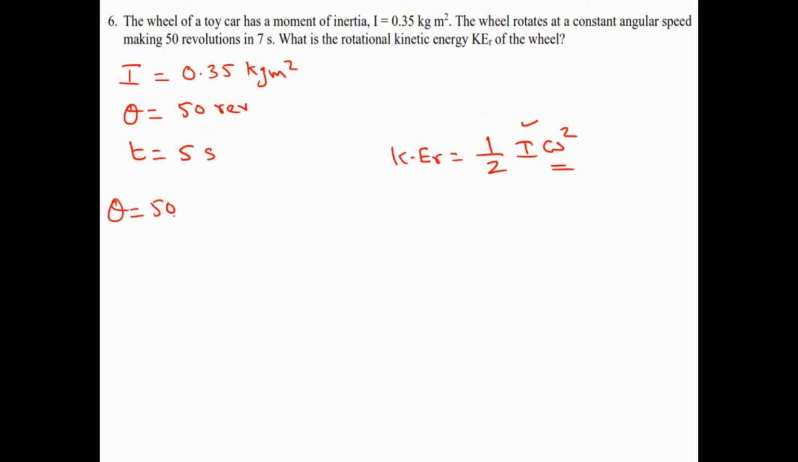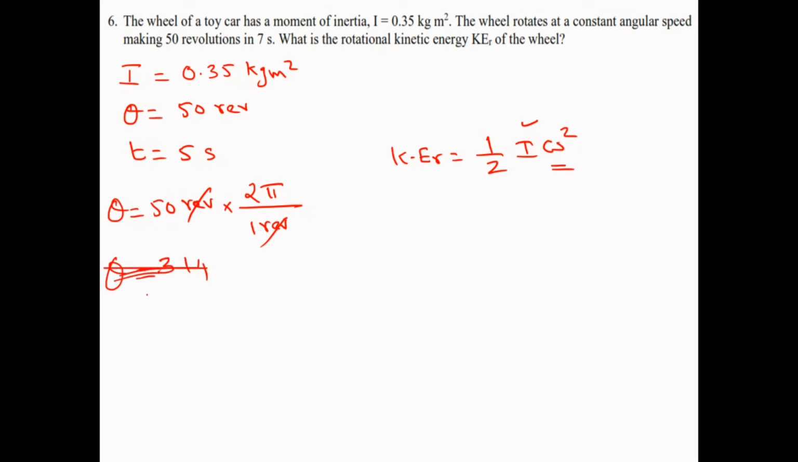So 50 revolutions in terms of radians. In one revolution, how many radians do we have? 2 pi radians, right? So I cancel revolution with revolution and multiply 50 with 2 pi. Therefore, my theta value is 50 multiplied by 2 multiplied by pi.